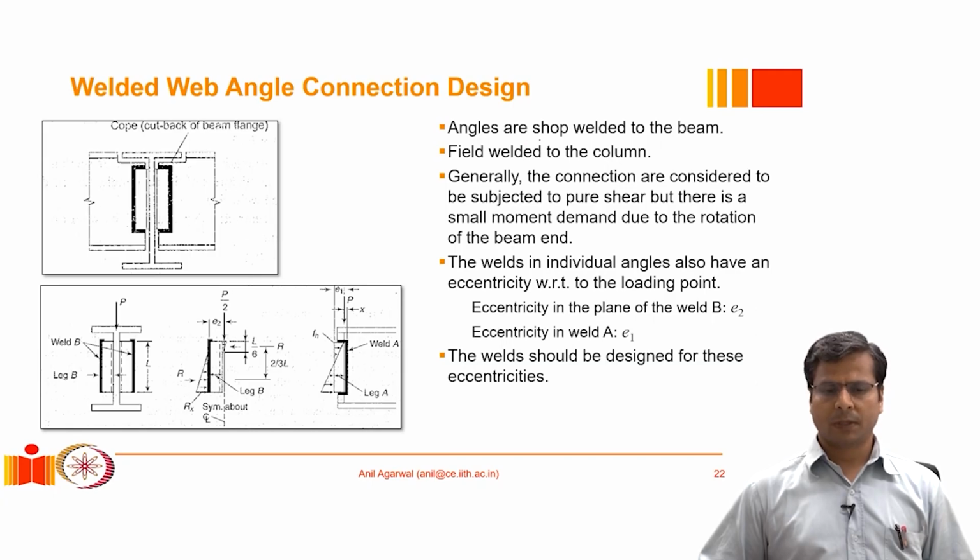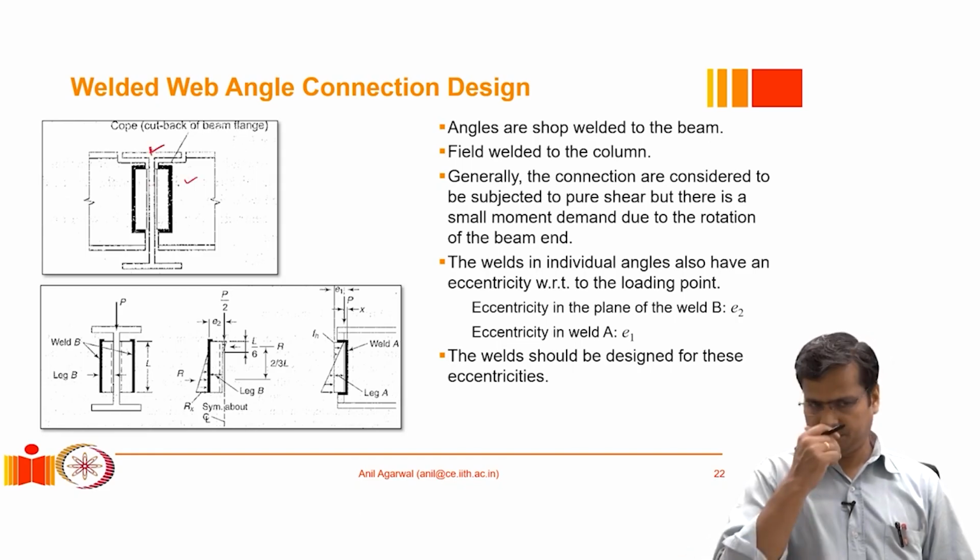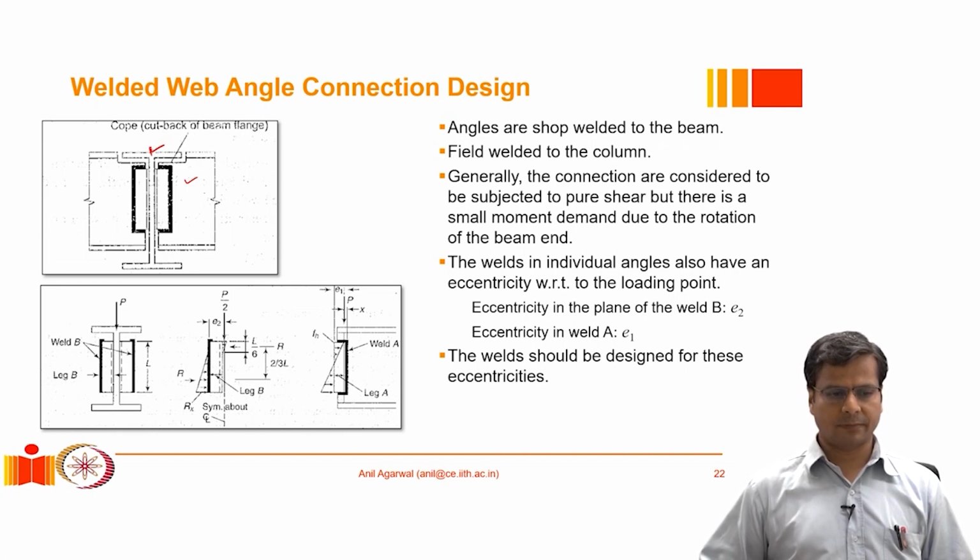So there is a possibility that we can provide a double angle connection wherein the angles are welded to the supporting element, which is the girder here, and also welded to the supported element, which is the beam here. So this is a beam to girder connection. And as we had discussed, there will be a coping requirement in a beam to girder connection, because we want to have a flat surface at the top.